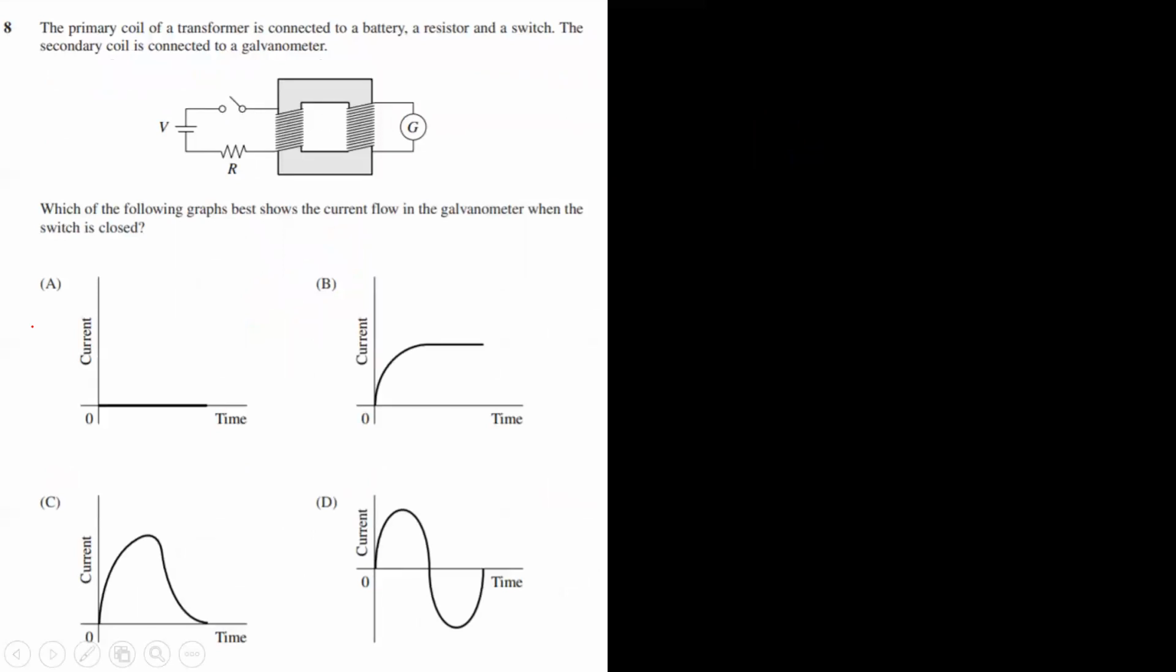The primary coil of a transformer is connected to a battery, a resistor, and a switch. The secondary coil is connected to a galvanometer. Which of the following graphs best shows the current flow in the galvanometer when the switch is closed? Okay, as we can see, here we see this is our primary coil. So I write primary coil. And this one is the secondary coil.